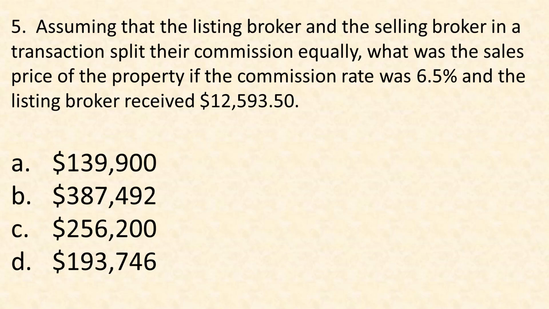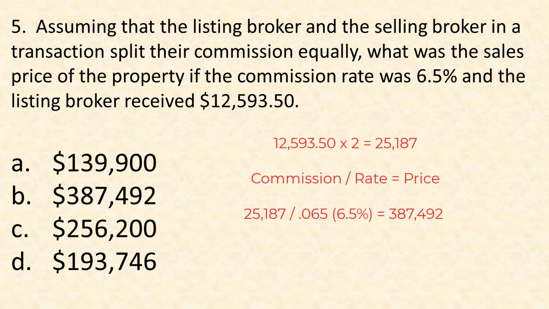Here's the way we're going to answer this question. We know the listing broker received $12,593.50, and that was sharing the commission equally with the selling broker. So in order to determine the full commission, we simply multiply $12,593.50 times 2 to determine that the seller paid a total commission of $25,187.